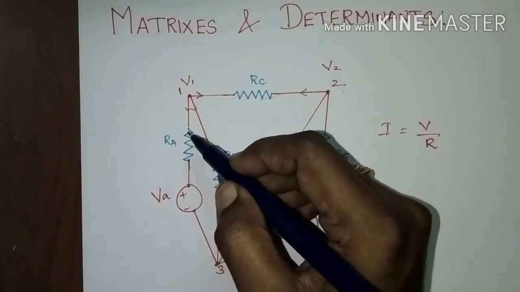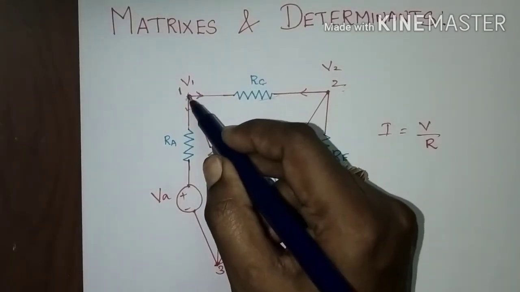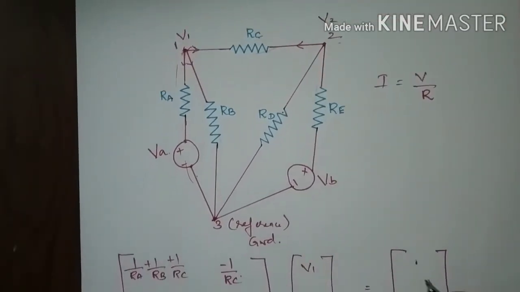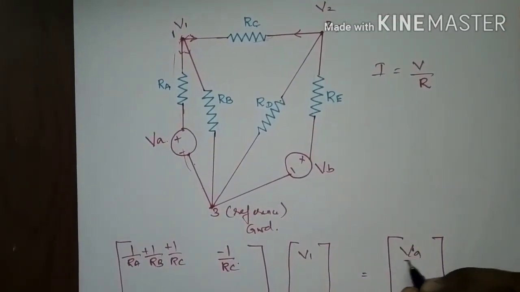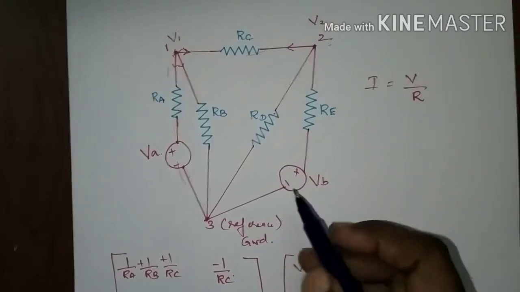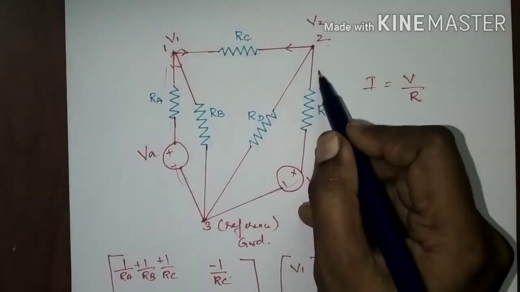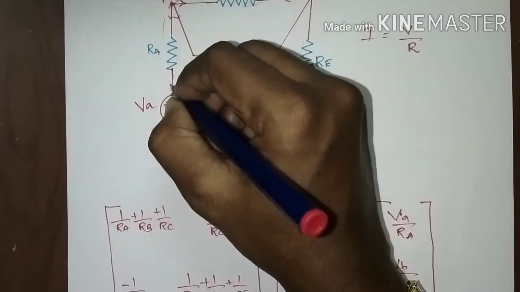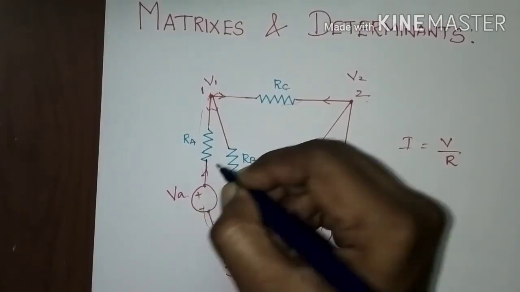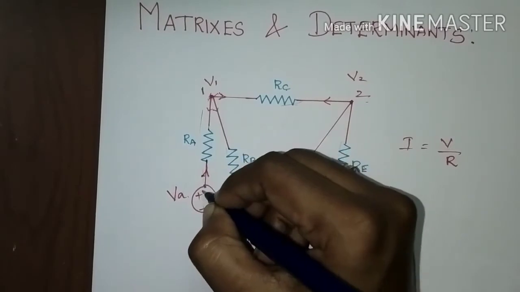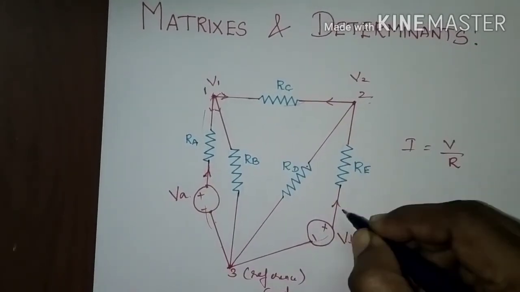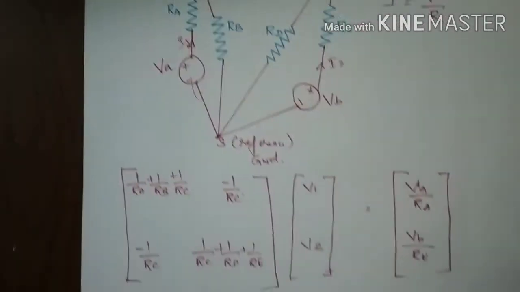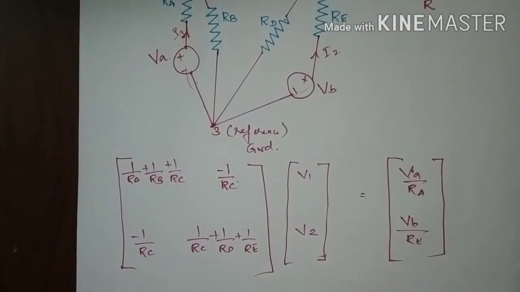And the current value through V1 is VA by RA, your first current, right? And through this, your current value is VB by RD. This is the current driven by VA, and this is the current driven by VB, I1 and I2. Okay, you are going to find these currents.